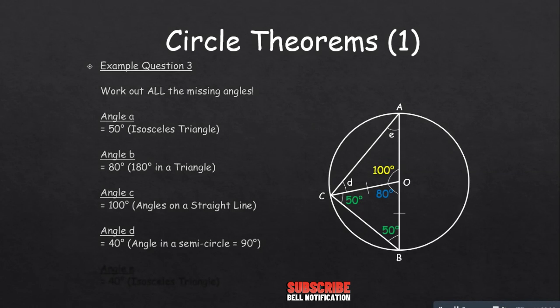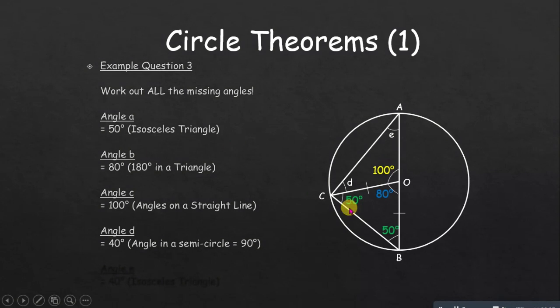In other words, angles in a semicircle sum up to 90 degrees. Angles in a semicircle sum up to 90 degrees. So we can easily use that to get our solution.